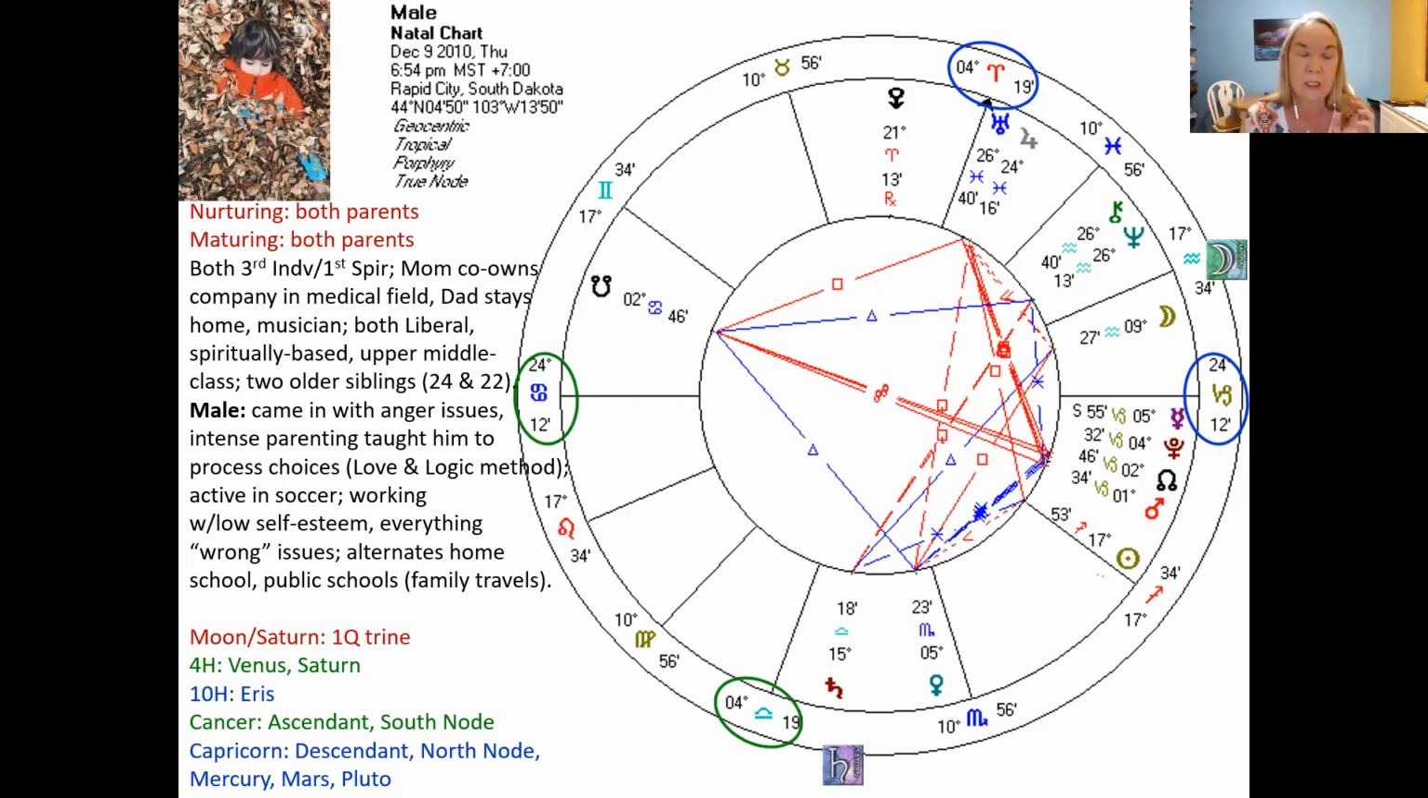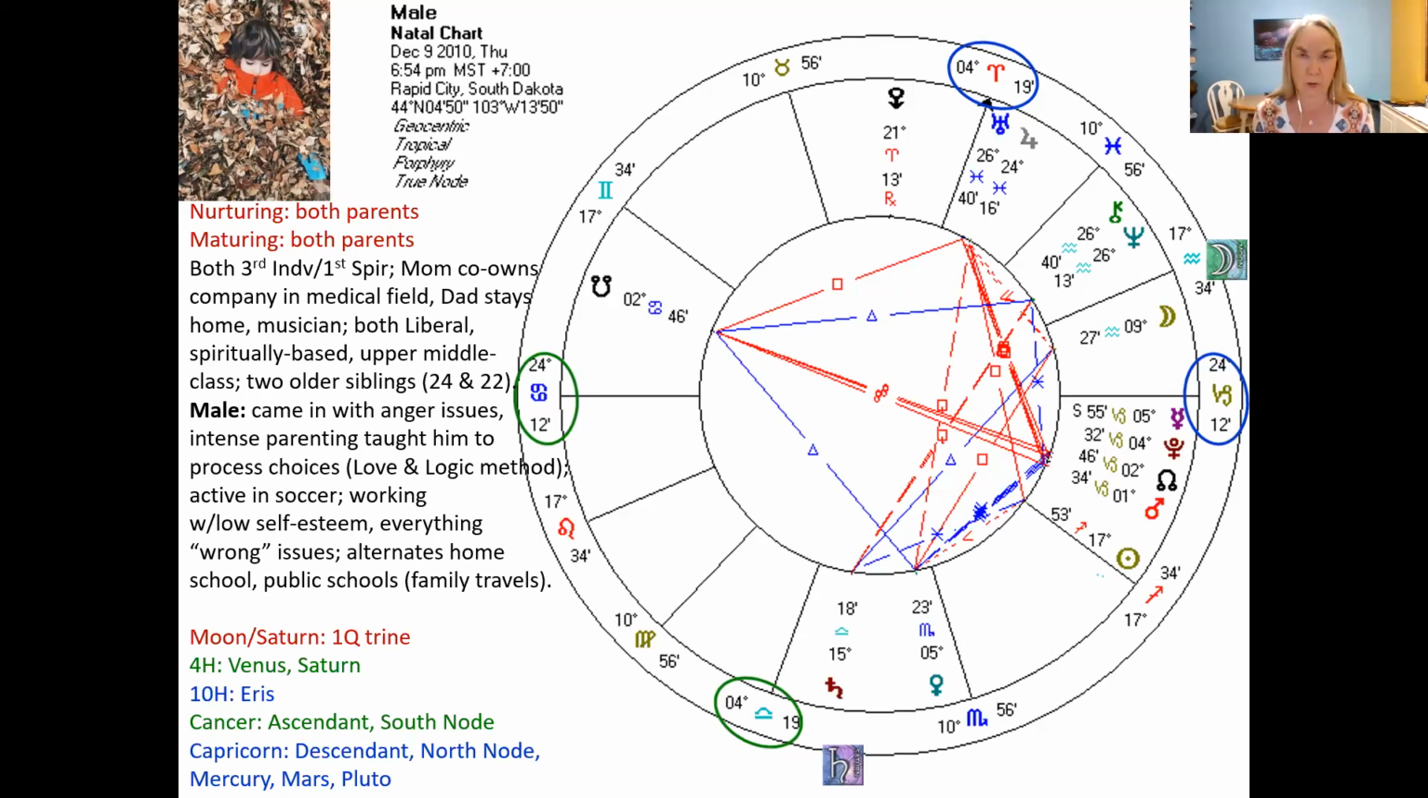There was none of that. This is also another very active athlete. He does soccer. Right now, the biggest thing going on in his life is working with low self-esteem issues, as you can probably see on your screen with the 6th house. He has a lot of the cup half empty stuff. It's always wrong. I can't get it right. And then he gets frustrated and doesn't want to do the project anymore.